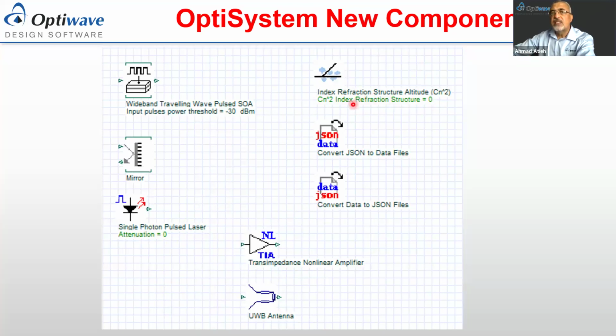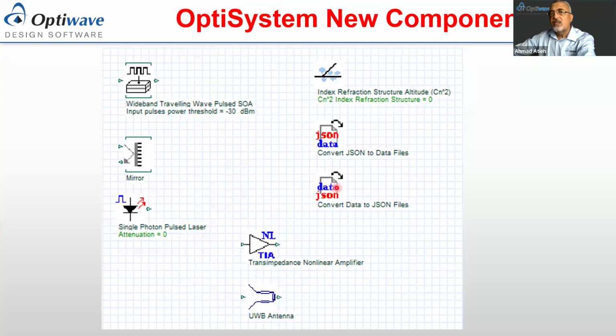The other components here are standalone components, these 3 of them. How they operate is that you can use them separately, and the results you can load into the simulation in other components. Now, this one is called index of refraction structure altitude. It allows you to calculate the Cn² at different levels. If the transmitter and receiver are at different levels, then this enables you to use the proper value of the Cn².